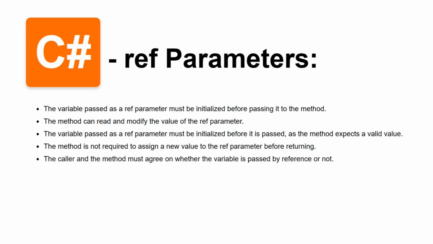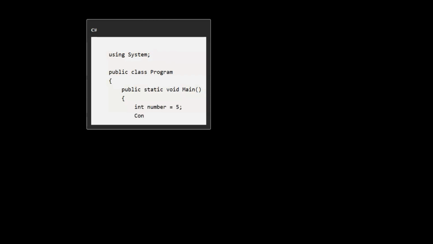This is where ref parameters come in. By using the ref keyword, you can pass a variable by reference to a method, allowing the method to access and modify the original variable. This means any changes made to the parameter inside the method will also affect the variable outside the method. Here's a code example to illustrate the use of ref parameters.